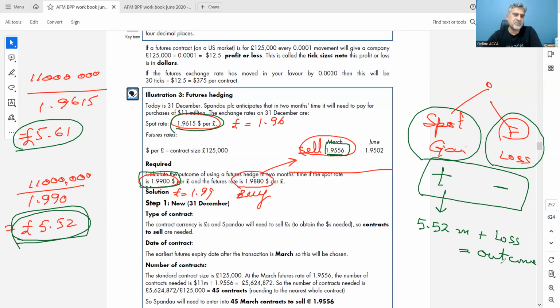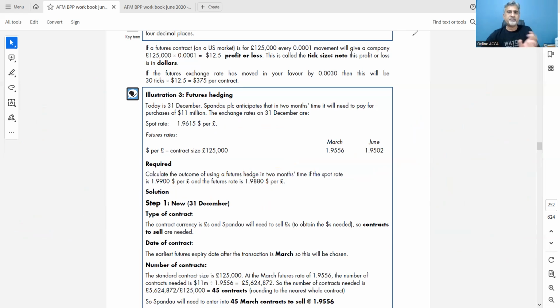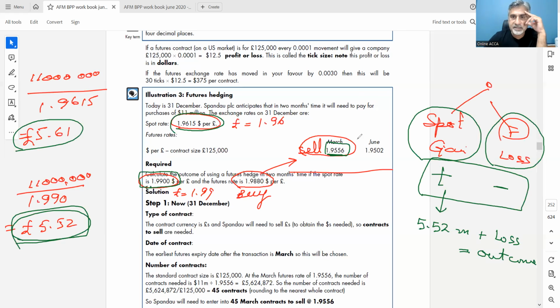So this is the working for calculating the futures, and the same working will apply to options, except that in options you have premium as well. So in options, what will happen? What did I do? I write down my purchase of my dollars plus my loss, and that's all.